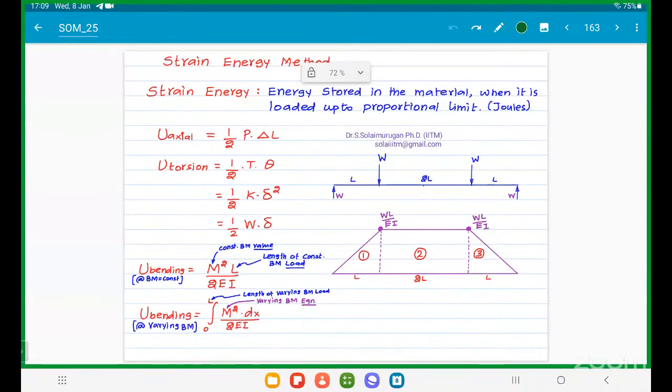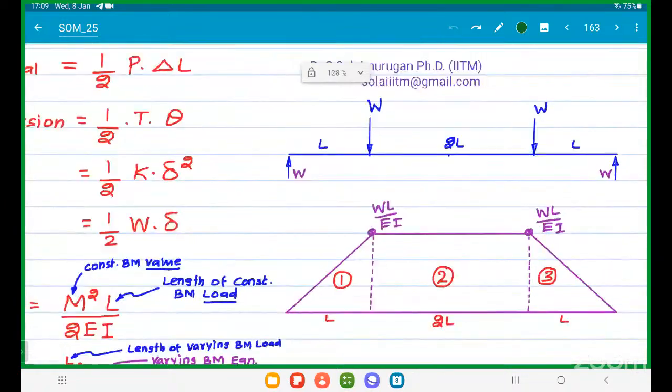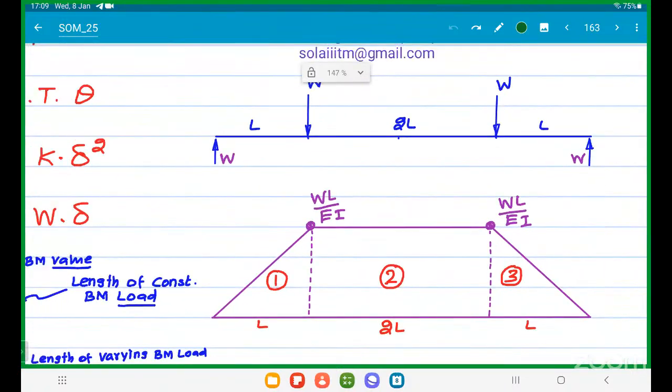So I have taken this standard case. What is the name of this case? What is special in this case? Diagram?